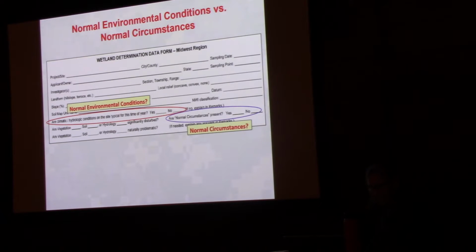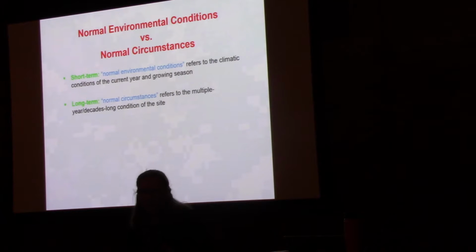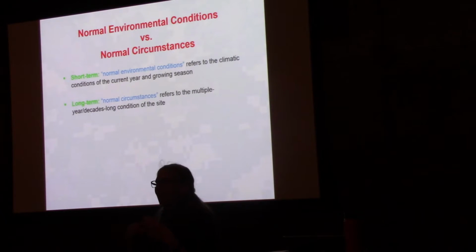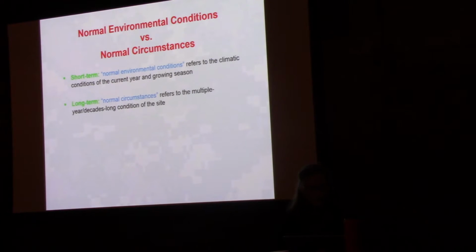And then for normal circumstances, we have a bigger question to look at. Normal environmental conditions is essentially the climate, which is far too short term to have any long-term effect on any particular site. Normal circumstances are trying to get at basically the permanence test: years long, multiple years, and decades-long condition of the site.